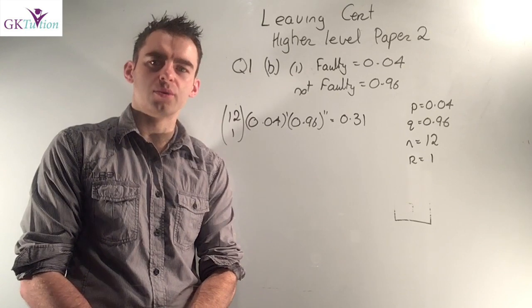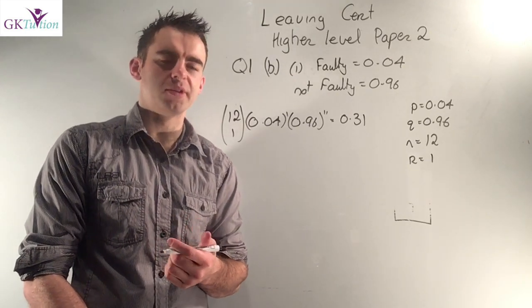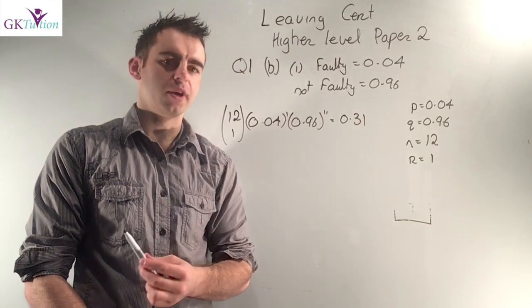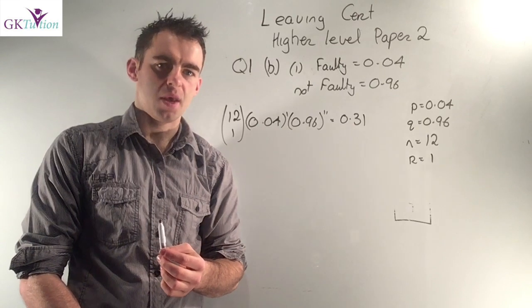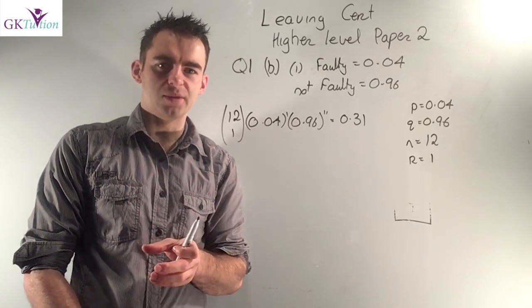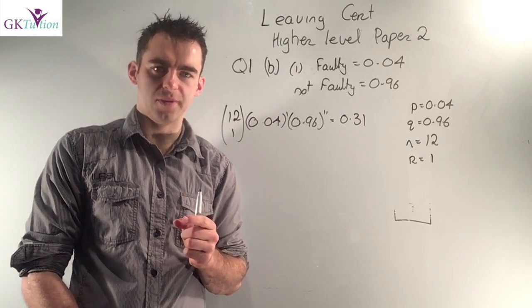Okay, in B part 1, we're talking about a water pump. The probability that a water pump is faulty is 0.04, so by extension the probability it's not faulty is 0.96. And we're told that if we take 12 of these water pumps off the production line, what is the probability that only one of them will be faulty?